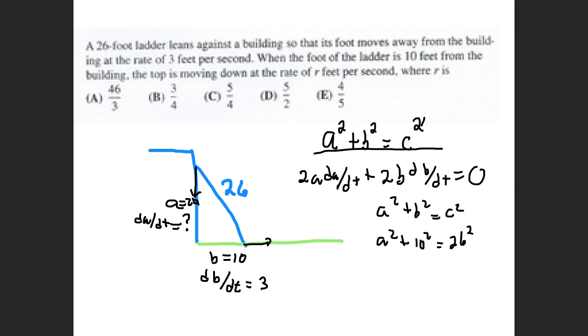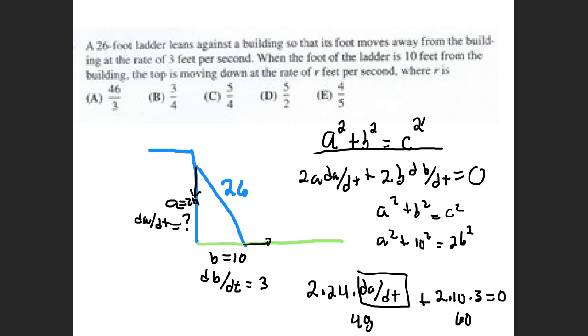All right, so now I know what A is. It's 24, so I'm going to plug that in. So that's 2 times 24 times dA/dt. I don't know that. That's what I'm looking for. Plus 2b, well, b is 10, and dB/dt is 3, is equal to 0. Well, 2 times 10 times 3, that's going to be 60. 2 times 24 is 48.